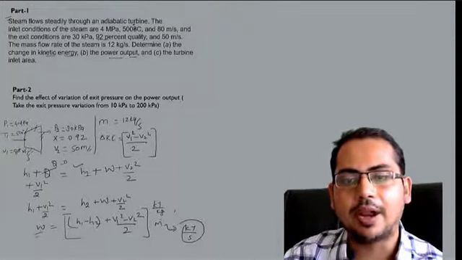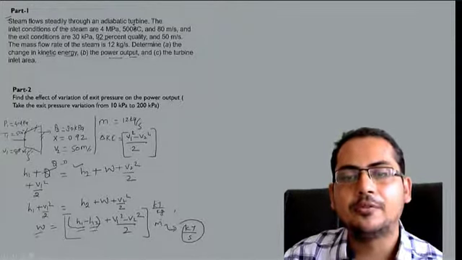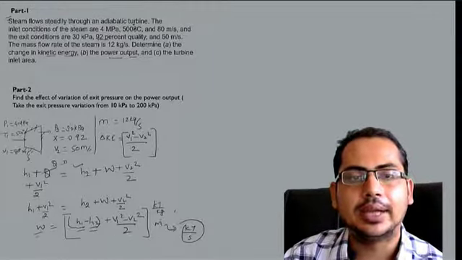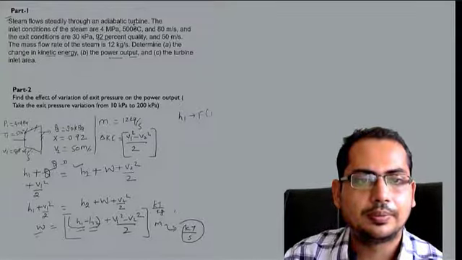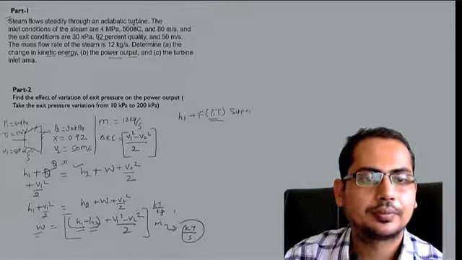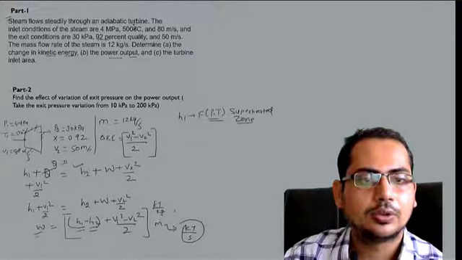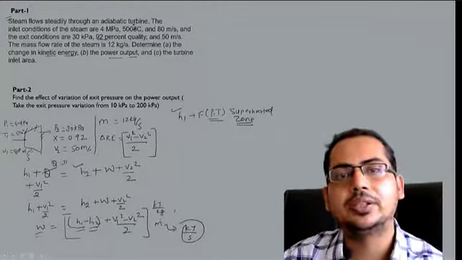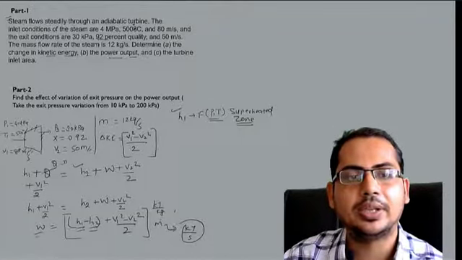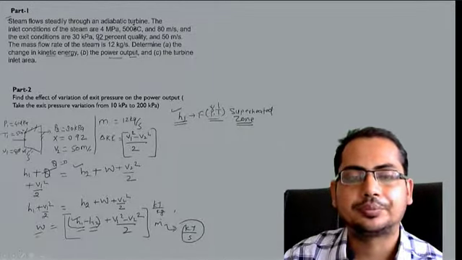But to calculate the power output, you need to calculate the enthalpy. For that they have given the inlet pressure and temperature. So H1 is a function of pressure and temperature in the superheated zone. If you are doing the hand calculation, then you need to know how to read the steam table. From the superheated steam table, at the given pressure and temperature, you will see the enthalpy value and just write that enthalpy value here.